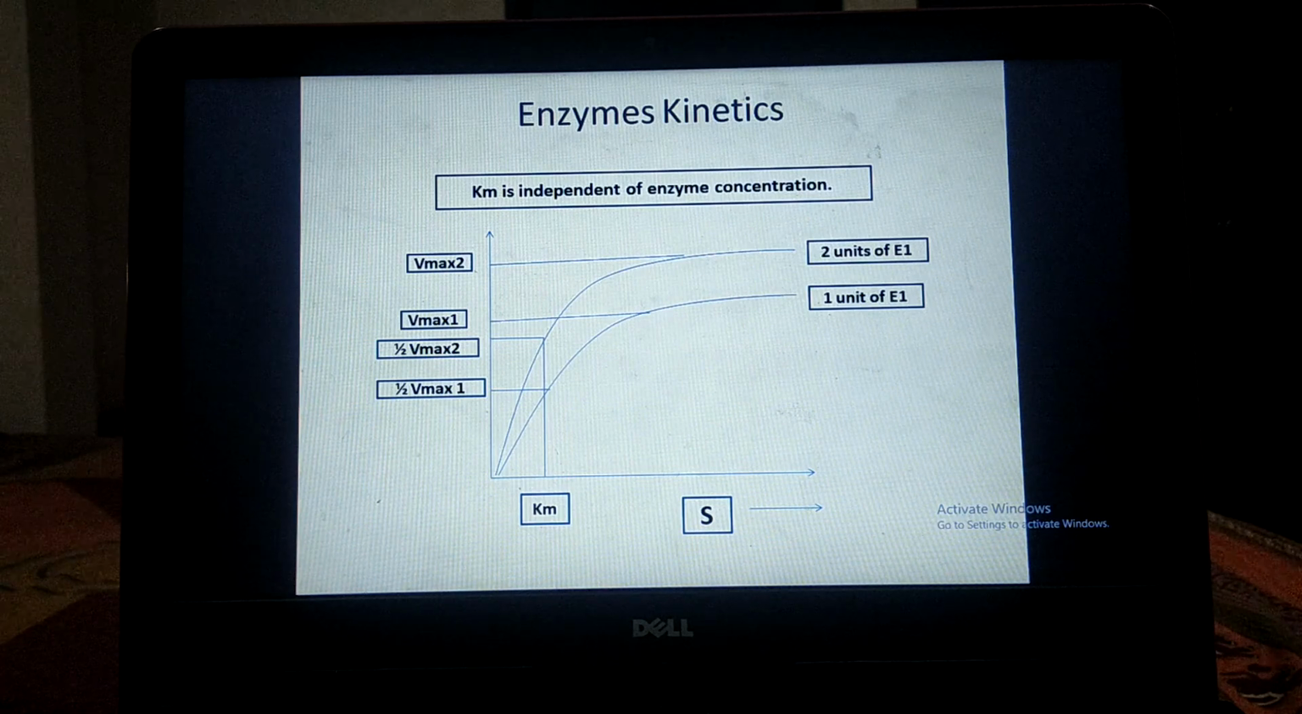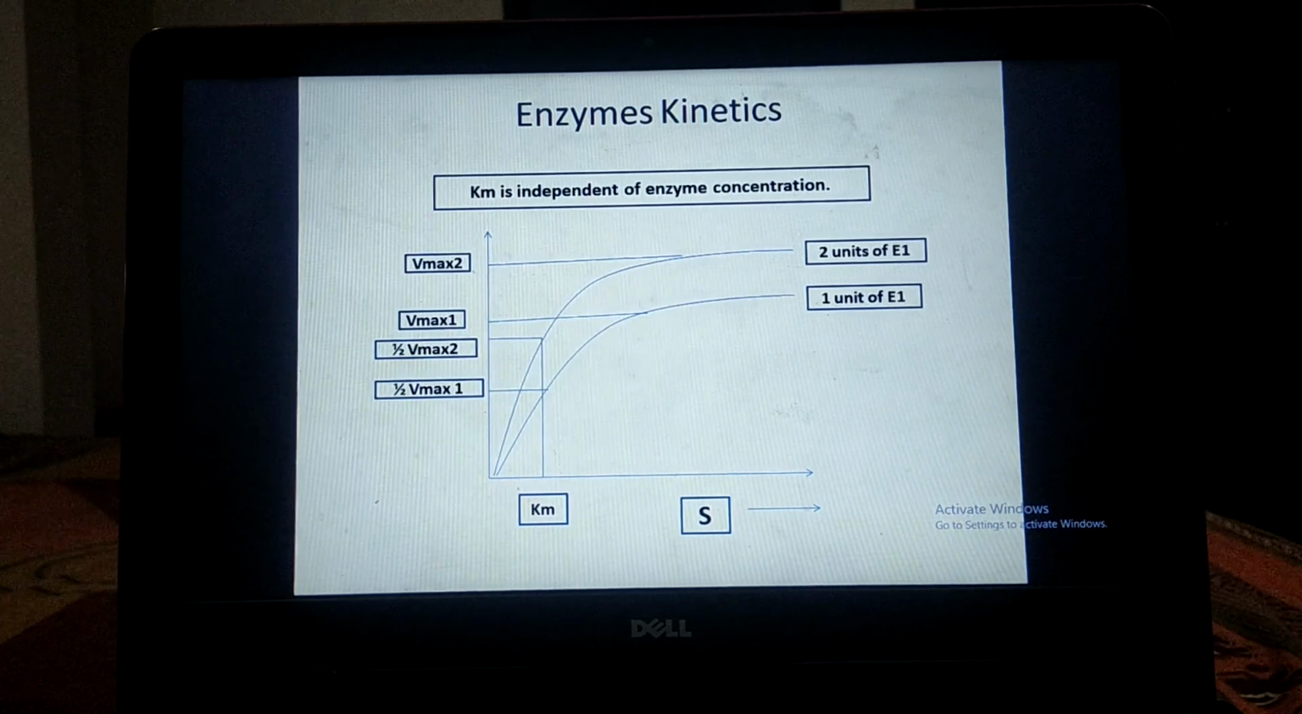Then I have found that the perpendicular lines from the two different graphs that I have plotted on the x-axis meet at the same point, and that point is nothing but Km. What is Km? It is the substrate concentration at which the velocity of the reaction is half. So though I have taken the enzyme concentration differently, I have got the same Km for that particular enzyme. By changing the enzyme concentration, there is no change in Km. So I can say that Km is independent of enzyme concentration.